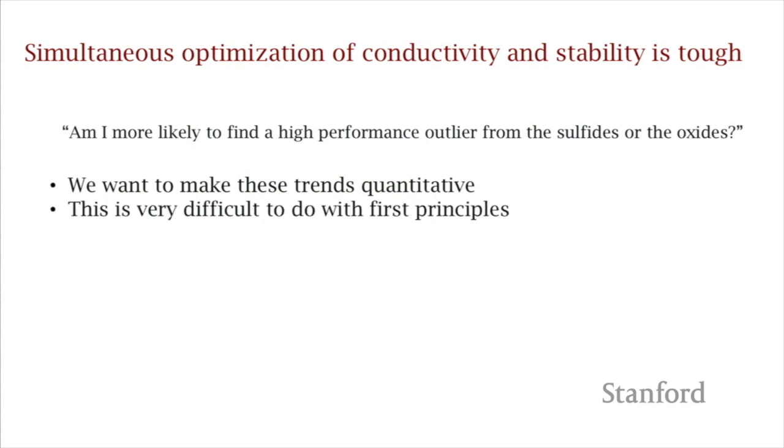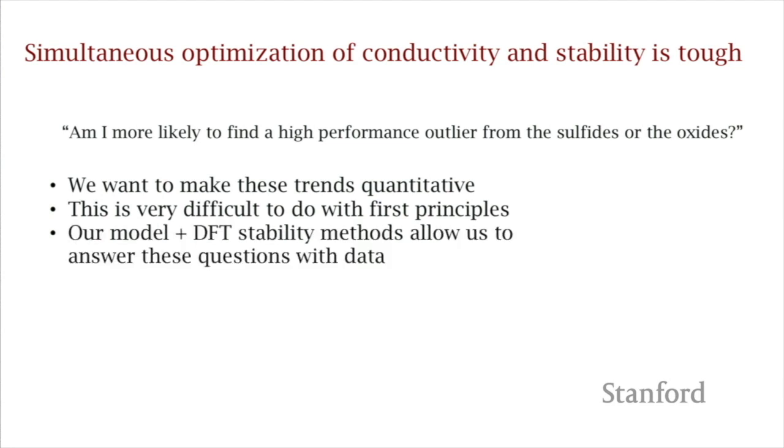And as I said, this is very difficult to do with first principles. If all that you have in your toolkit is the Schrodinger equation, I don't even know really where you would start. It would be a very difficult problem. But because we have these models which allow us to generate a lot of predictions very quickly, we can now answer this question with data.